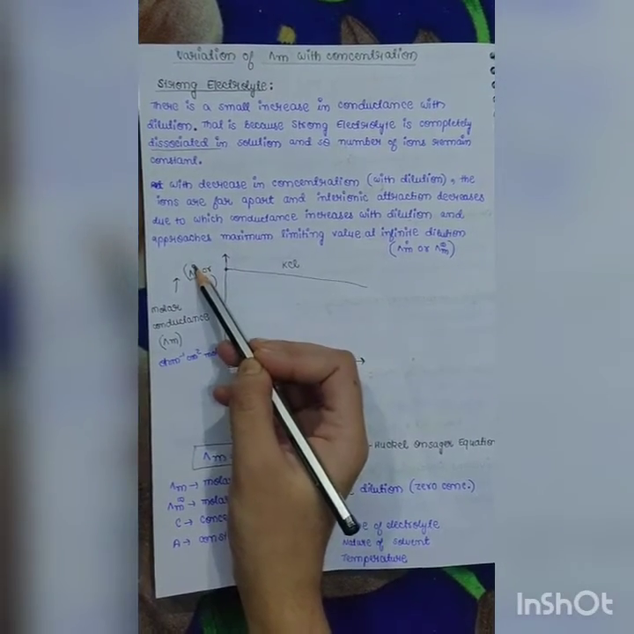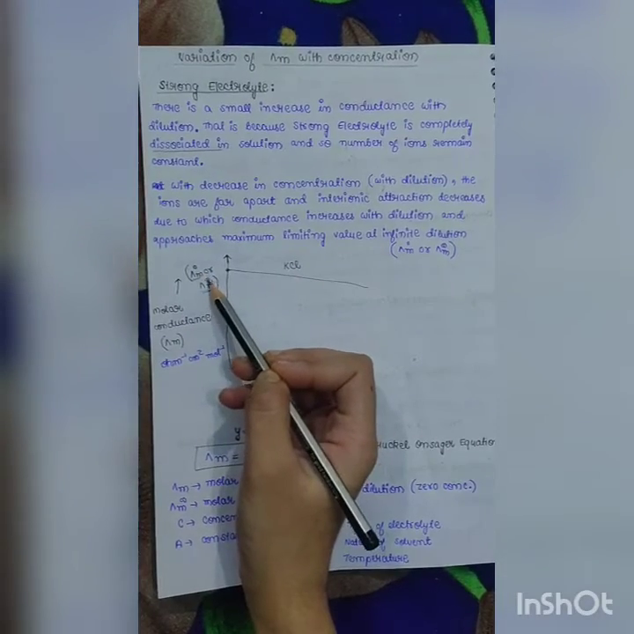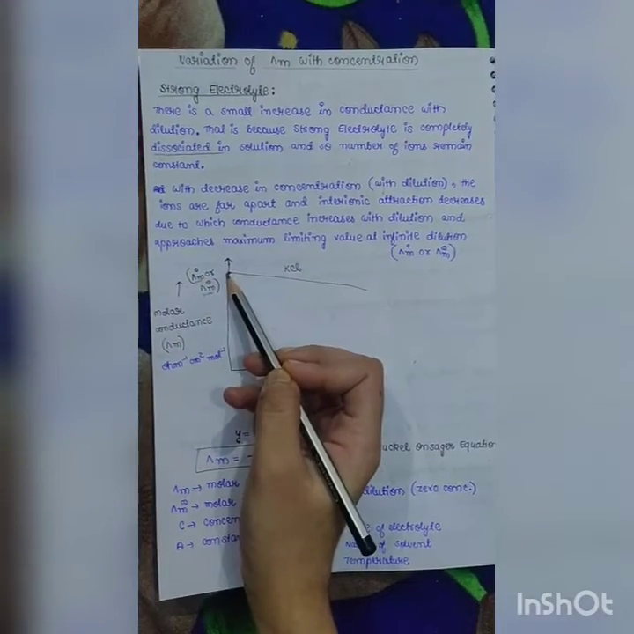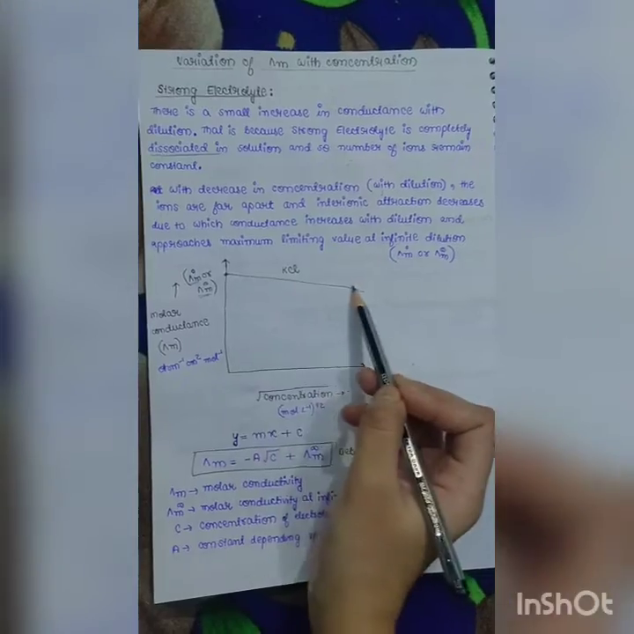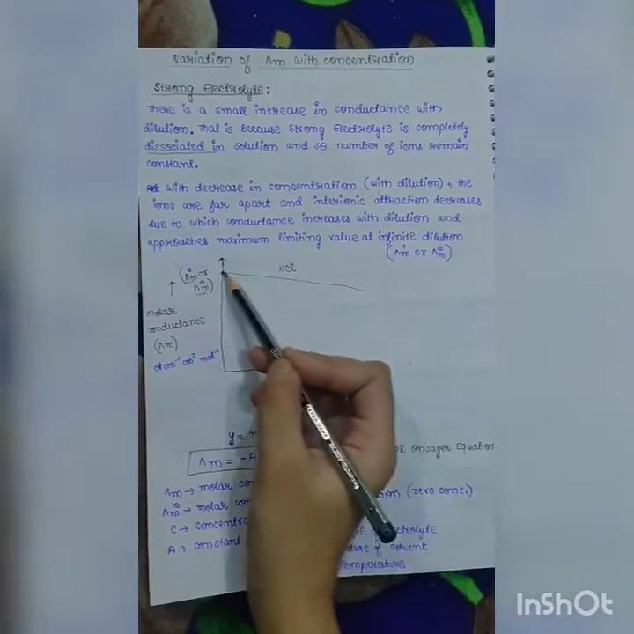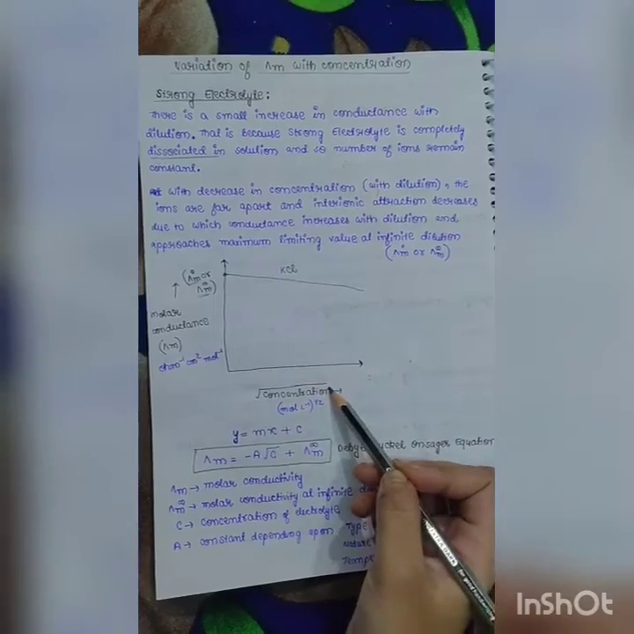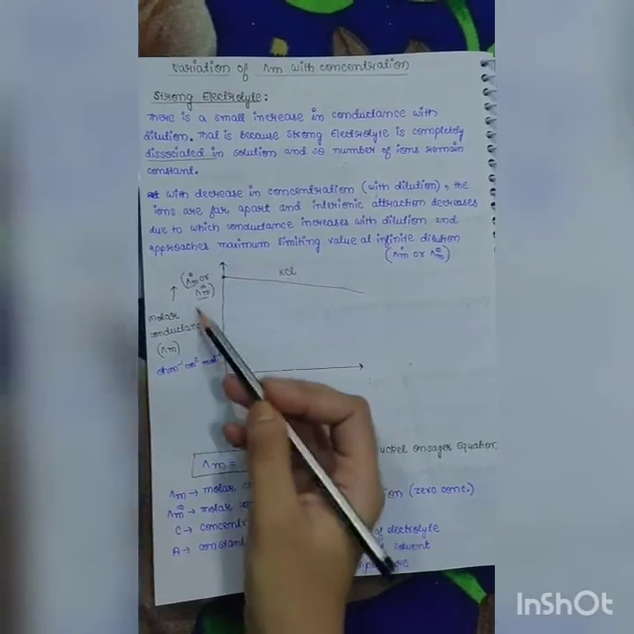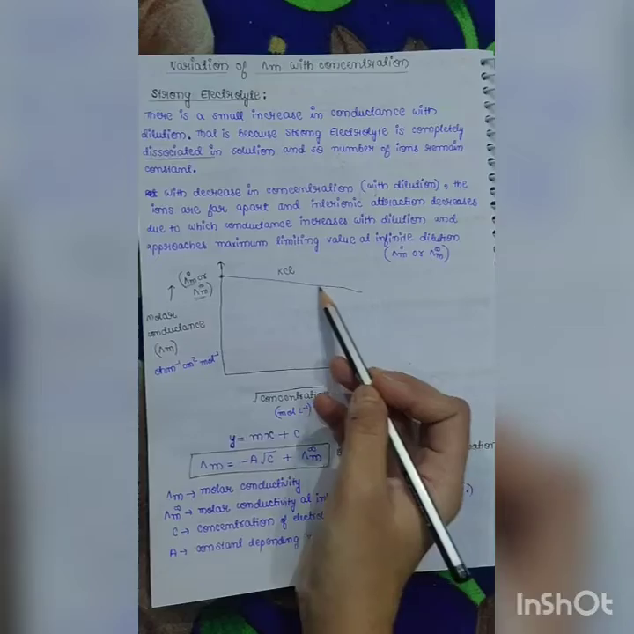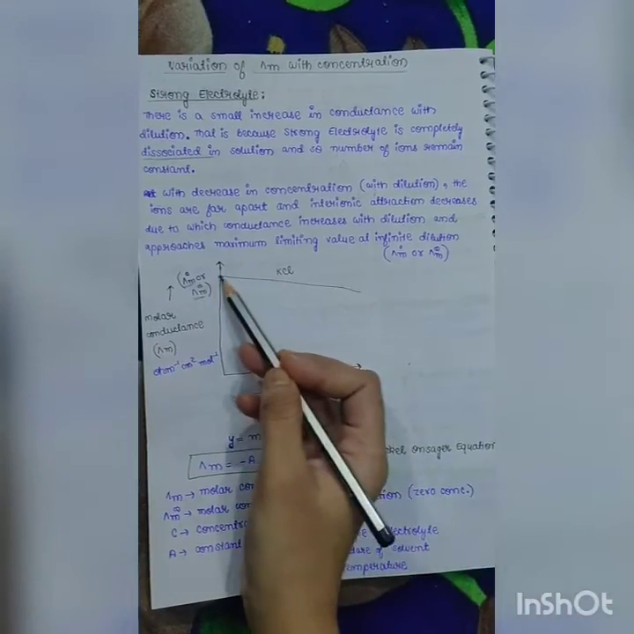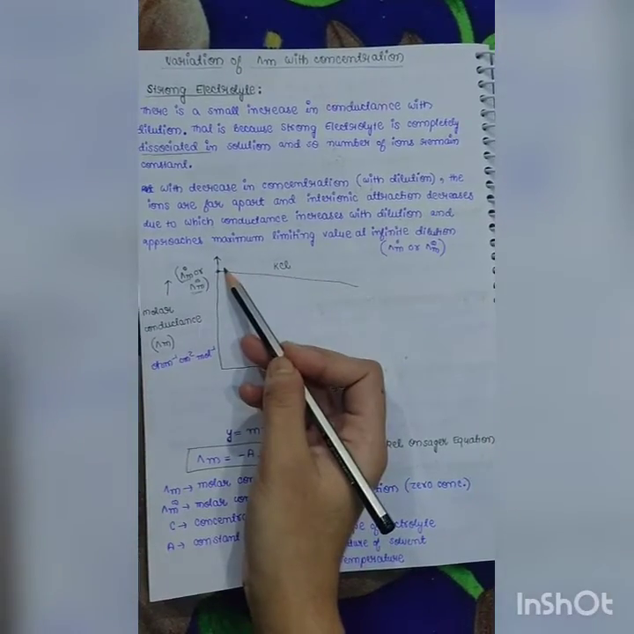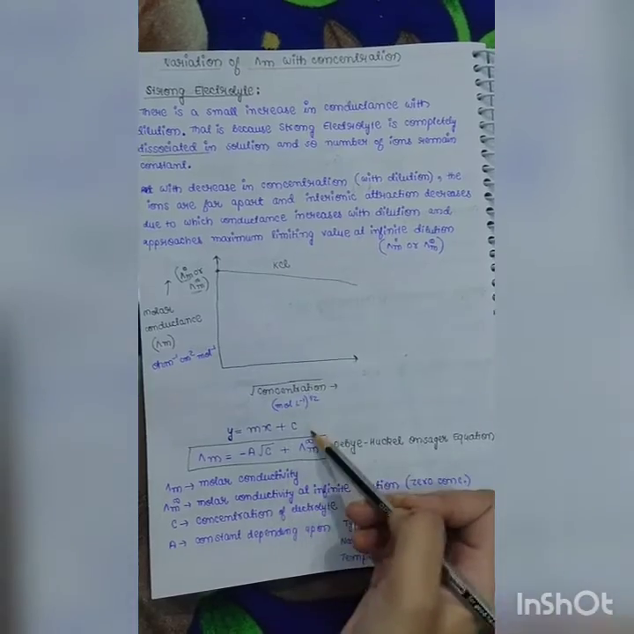Molar conductivity at 0 concentration is molar conductivity at infinite dilution. Here the value is plotted, and in this way a small increase in conductance is observed. On the x-axis we have plotted the root of concentration, and on the y-axis we have plotted molar conductance. So on increasing dilution we are going in this direction, which means concentration is decreasing, and a small increase in conductance is observed.